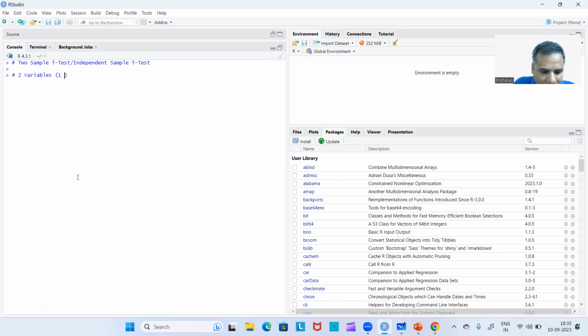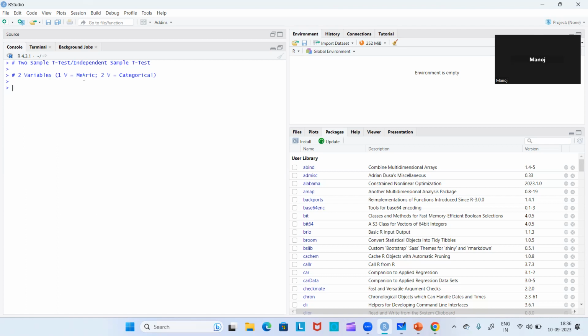Now your one variable will be metric, and your second variable will be categorical or non-metric. याद है कल मैं आपको वो नॉयर समझा रहा था, नॉमिनल ऑर्डिनल इंटरवल रेशियो. Yes, okay. ये कंडीशन होना चाहिए. Two variables: one variable will be metric, second variable will be categorical. Yes, anybody has any query?